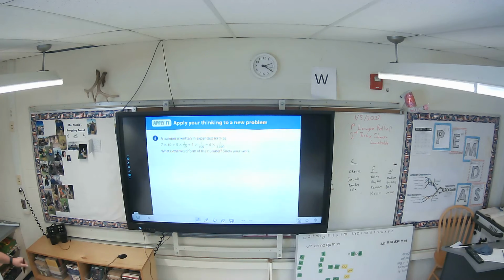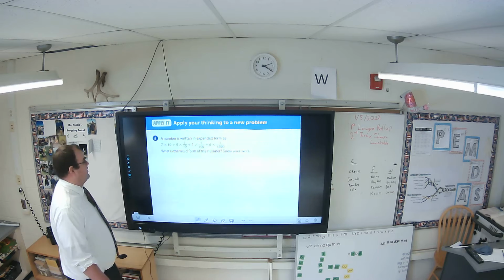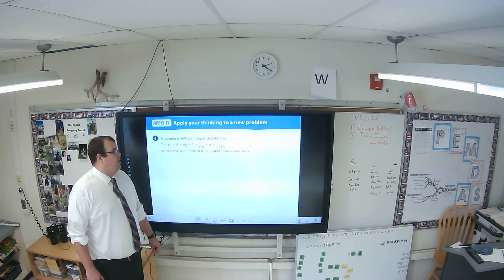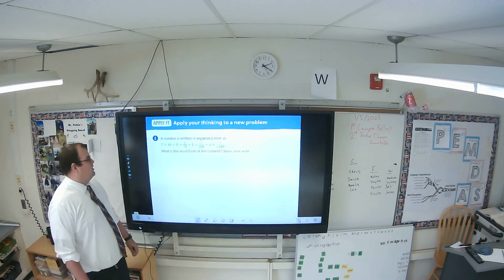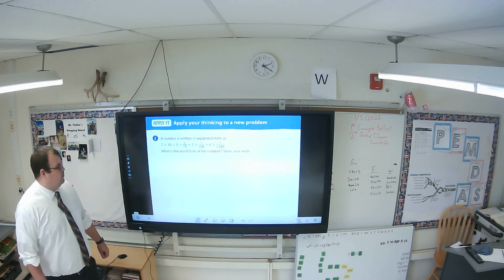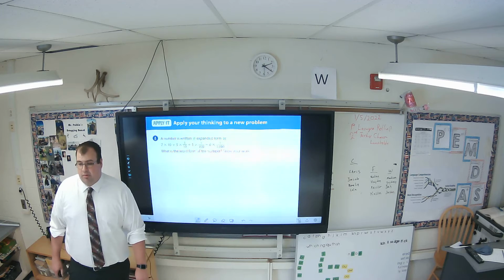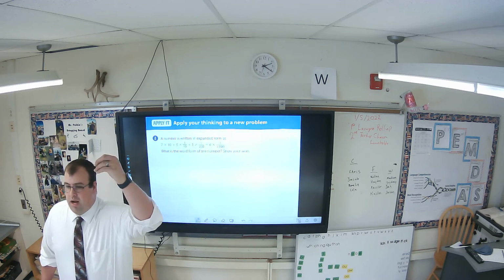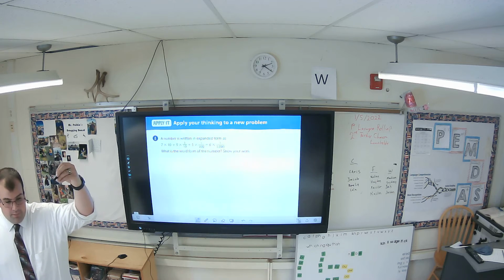So number 8: a number is written in expanded form as 7 times 10 plus 5 times 1/10 plus 1 times 1/100 plus 6 times 1/1,000. What is the word form of this number? So here's the easiest way to do it for me. If I'm taking expanded form to word form, let's write it down in standard form first, right?